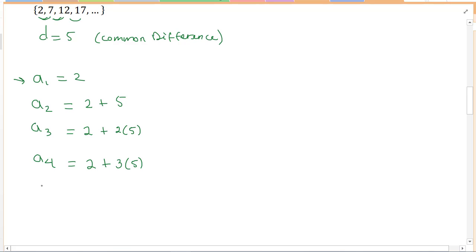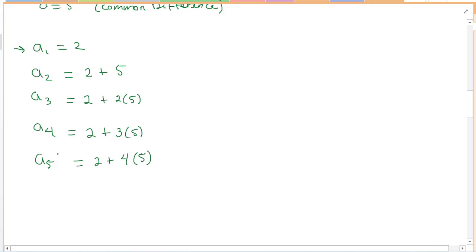So then that means for A5, how many times will I have added the common difference of 5? So 1, 2, 3. So to get A5, I'm going to add it 4 times. And so this starts giving me the terms. So what can I do for A sub n then? A sub n then will be A1, 2, plus, how many times will I have added the common difference here? The common difference is 5, so it's going to be 5 times what?